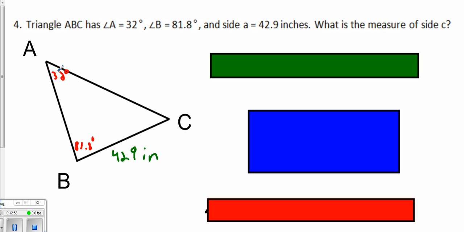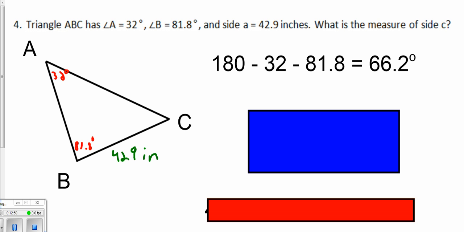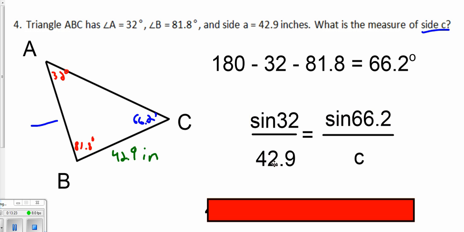So, now that we know 2 angles, we can find this third pretty easily. 180 minus each of those. So we'd get 66.2 degrees is our angle C. So now we know all 3 angles, we know one of the sides, and we're looking for this third side, or one of them, C, over here. Well, we can just use our law of sines to figure that out.